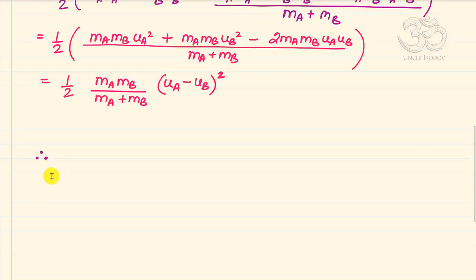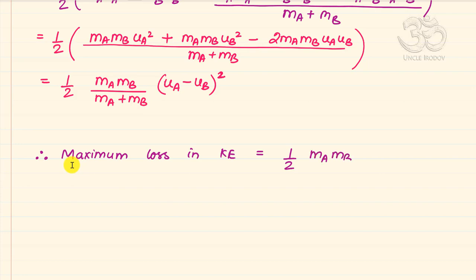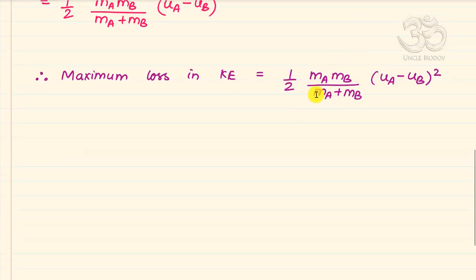Therefore, the total loss in kinetic energy, or the maximum loss in kinetic energy, is equal to half times MA MB divided by MA plus MB times UA minus UB whole square. And this term also has got a special significance. In some places, in some books, this is called reduced mass. So if you see that term, you should know that that is in fact this.